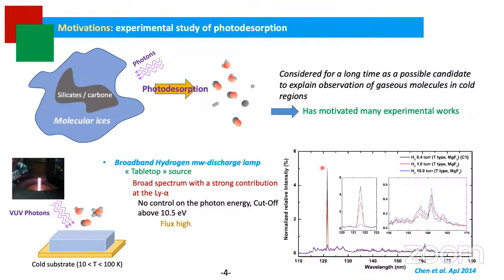But if you go to the edge region, like in a PDR, for instance, normally the spectrum should be different because it would be more like an ISRF, attenuated the more you go into the cloud. Also, the problem of this kind of source is that you have a cutoff at 10.5 eV, so you don't have any impact of possible more energetic photons on the process, and the flux is usually quite high.